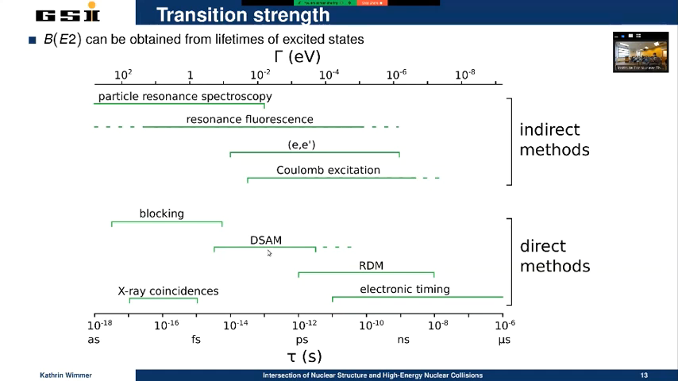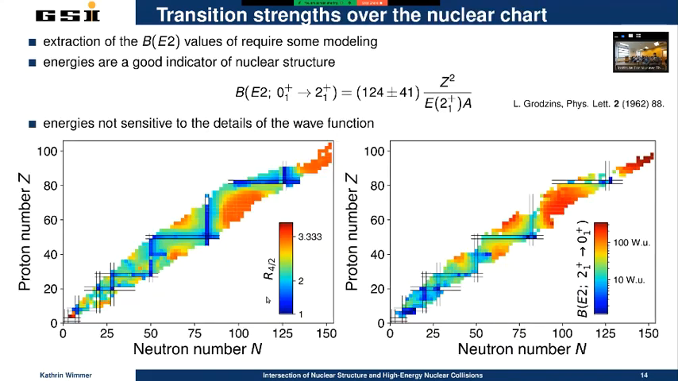So the gamma rays are emitted in flight and therefore give some information about the time or how the nucleus flies through space. And similar blocking techniques make use of the fact that you produce in flight a state at some point and you measure it at some distance later, and by varying this distance, essentially you can extract the lifetimes. If we have a look again at the whole nuclear chart of all the nuclei where the B(E2) values are known, then this is shown on the right.